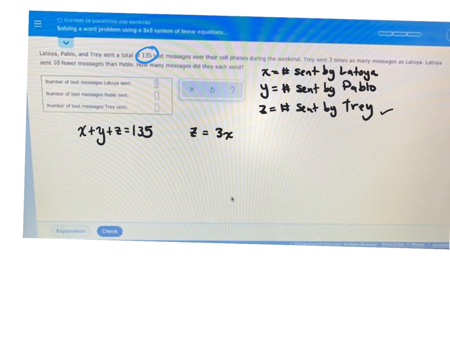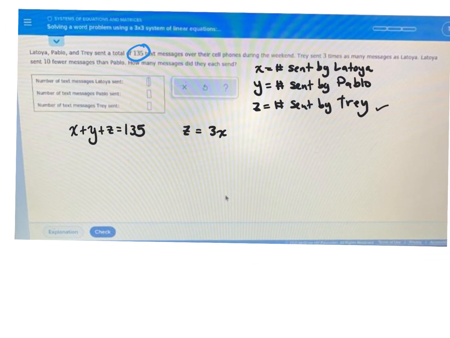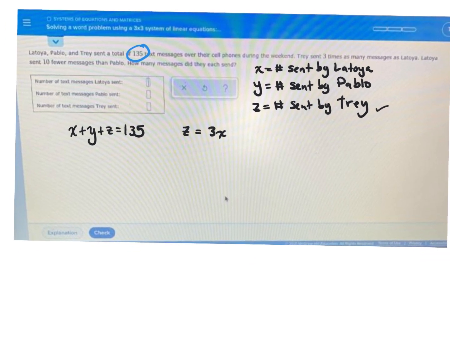And then the final one says Latoya has sent 10 fewer than Pablo. So Latoya is X, and that's 10 fewer than Pablo. So if we subtract 10 from Pablo, we'll make them balance out. So here is our equation.